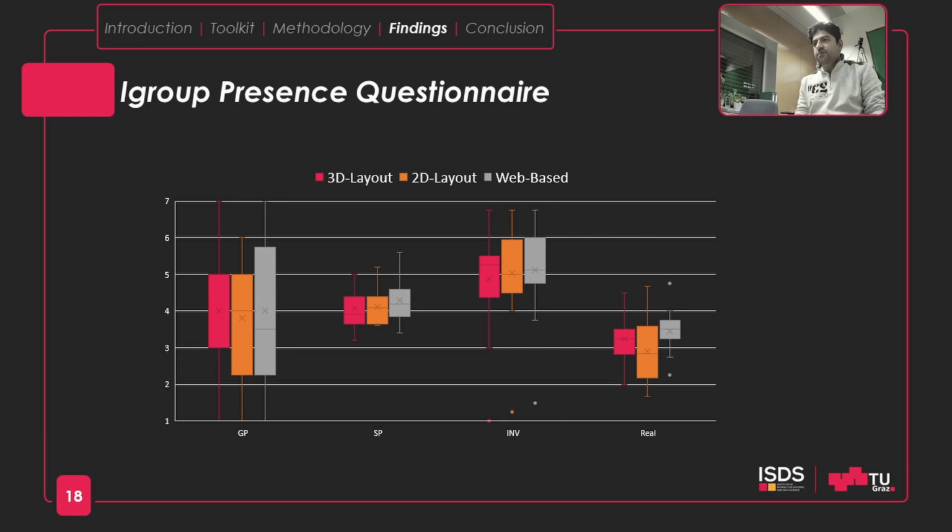We found a significant difference between the 2D design layout and the web-based version in the case of realism in the igroup presence questionnaire. As we explained, the designed environments were the same in all cases. This means that users should not experience any difference in realism. This raises the question of the applicability of this type of common questionnaire for VR studies.